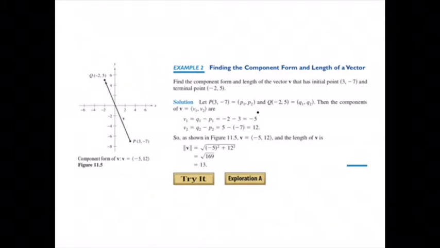And then to find the length or magnitude of v, all you're going to do is put the x and y values underneath the square root and square both, and in this case you would get -5 squared plus 12 squared, square root of that, so square root of 169, and that will give you a length of 13.